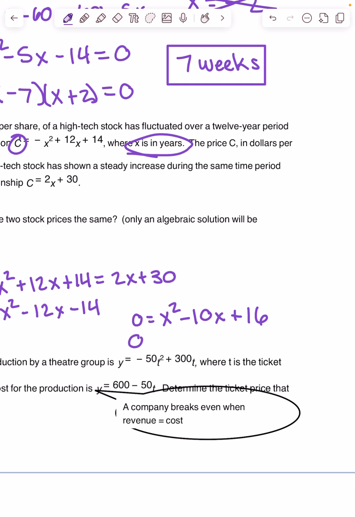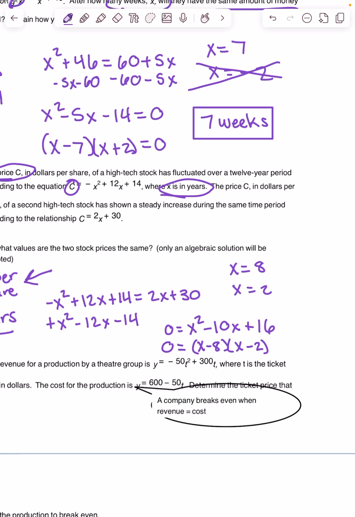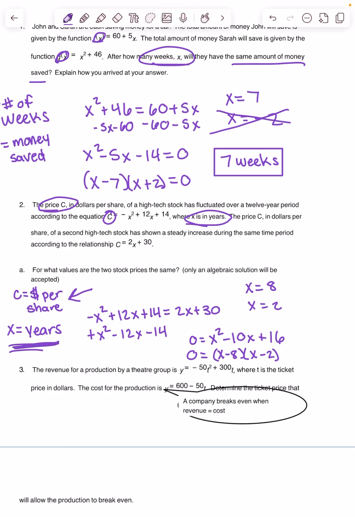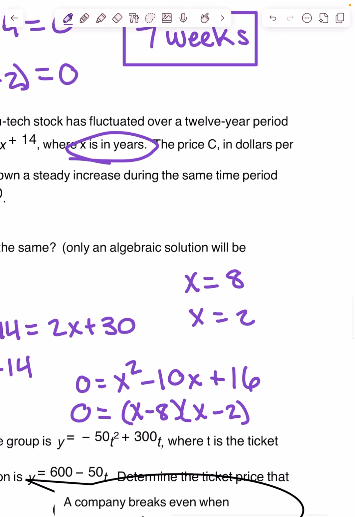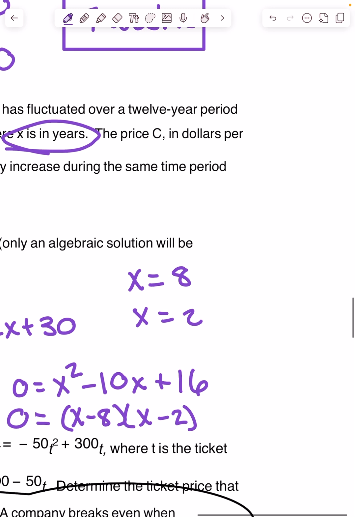From here again, we just factor. So x minus 8 and x minus 2. We get 2 positive answers for x this time. And since it makes sense for years to be positive, I could have 2 years or 8 years. Both of these are valid answers. So let's write that out. 8 years and 2 years.